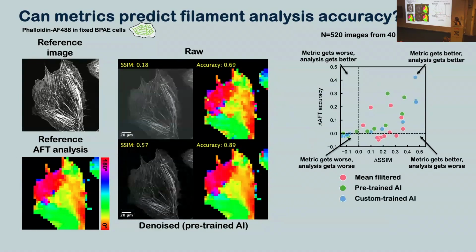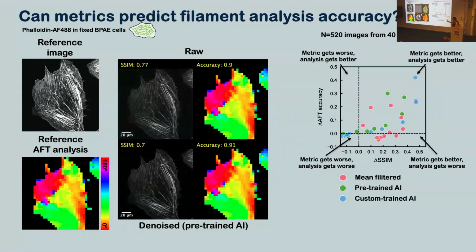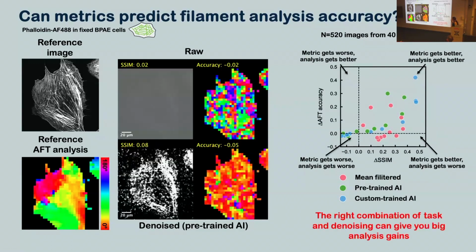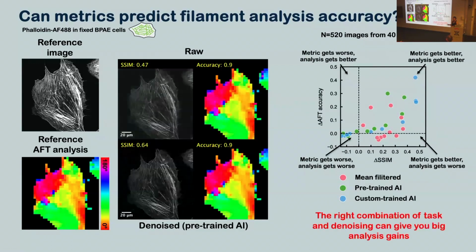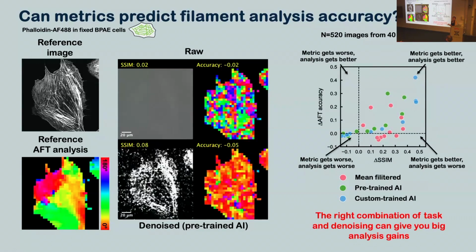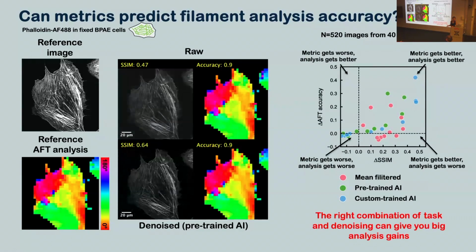But then for our custom trained AI, again, this is good news for everything. If we process our data with a custom trained AI before doing our analysis, it gets better, and good news, the metric says we get better as well. So it's not all bad news for our metrics. The right combination of task and denoising can help your analysis, and sometimes can be supported by the metrics that we use to assess this.